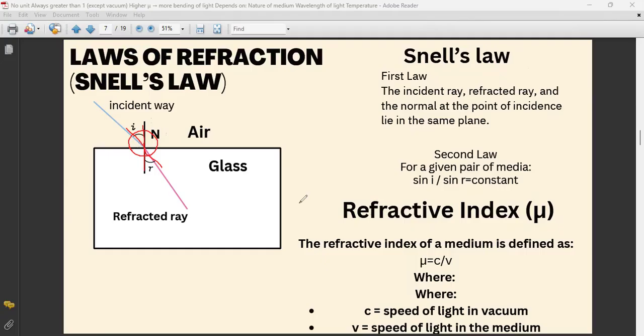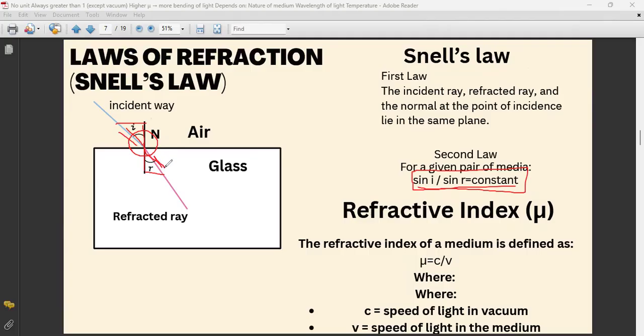Now what does the second law say? For a given pair of media, sine i upon sine r is a constant. Let's draw a triangle over here, and you can see that for the sine, it is opposite side upon hypotenuse. Now if we consider this to be the hypotenuse here, and for this triangle this will be the hypotenuse here.